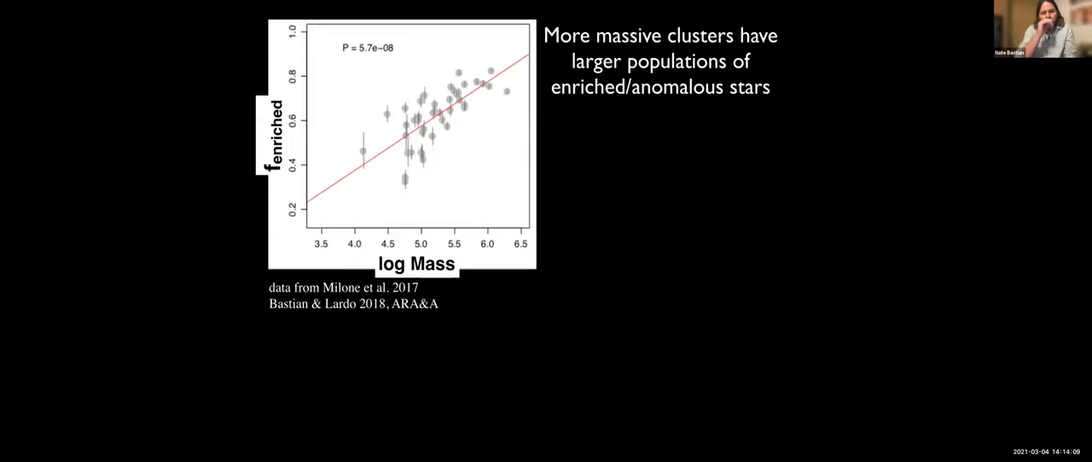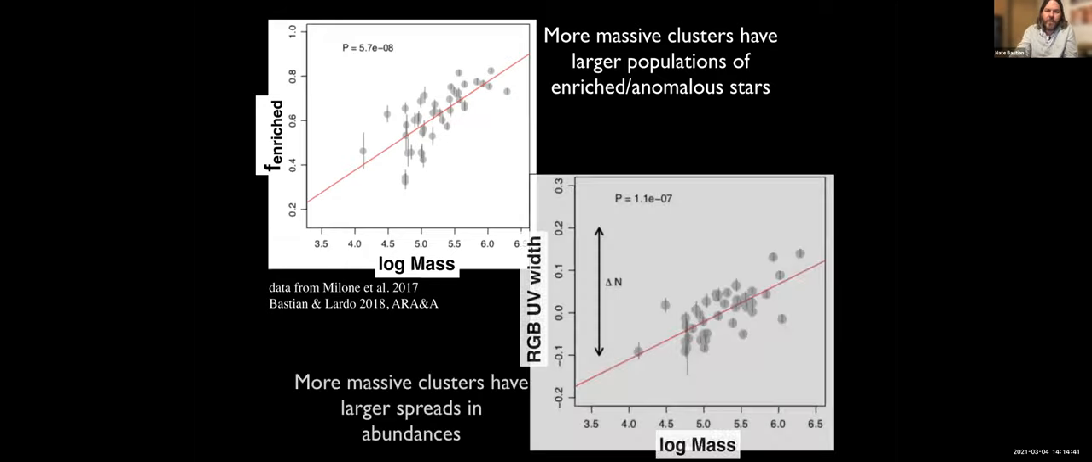Another strange feature of the multiple populations is that the type of multiple populations that you see in clusters is actually linked to the cluster properties themselves. So this is data from the HST UV survey by Milone, Piotto, and collaborators, where if you look at the fraction of enriched stars or the fraction of strange stars, that increases as a function of cluster mass. So the most massive clusters have the strong majority of the stars being anomalous. But it gets even stranger because not only do you have more stars that are anomalous, the actual chemical spreads are larger inside more massive clusters.